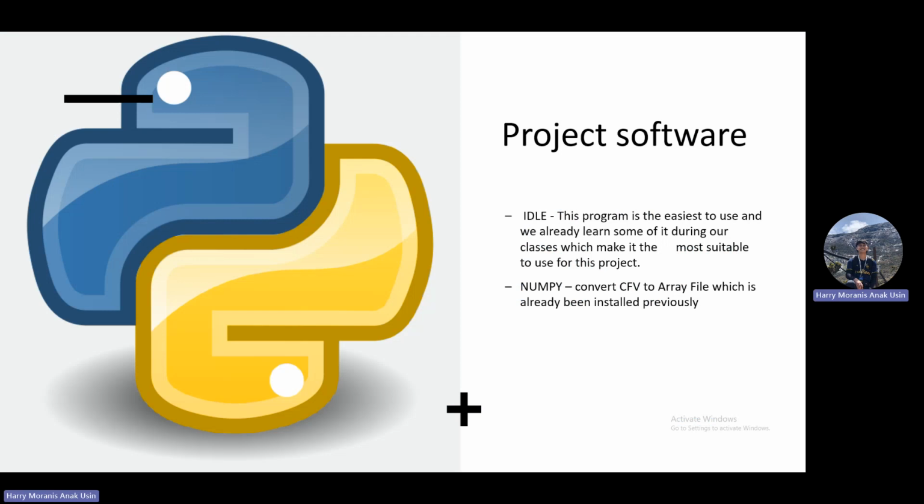For this mini project, I use two software. This software is easier to use, and we already learned some of it during our class, which made it the most acceptable to use for this project. Second, Mafan to convert CSV and array files, which has already been installed previously.